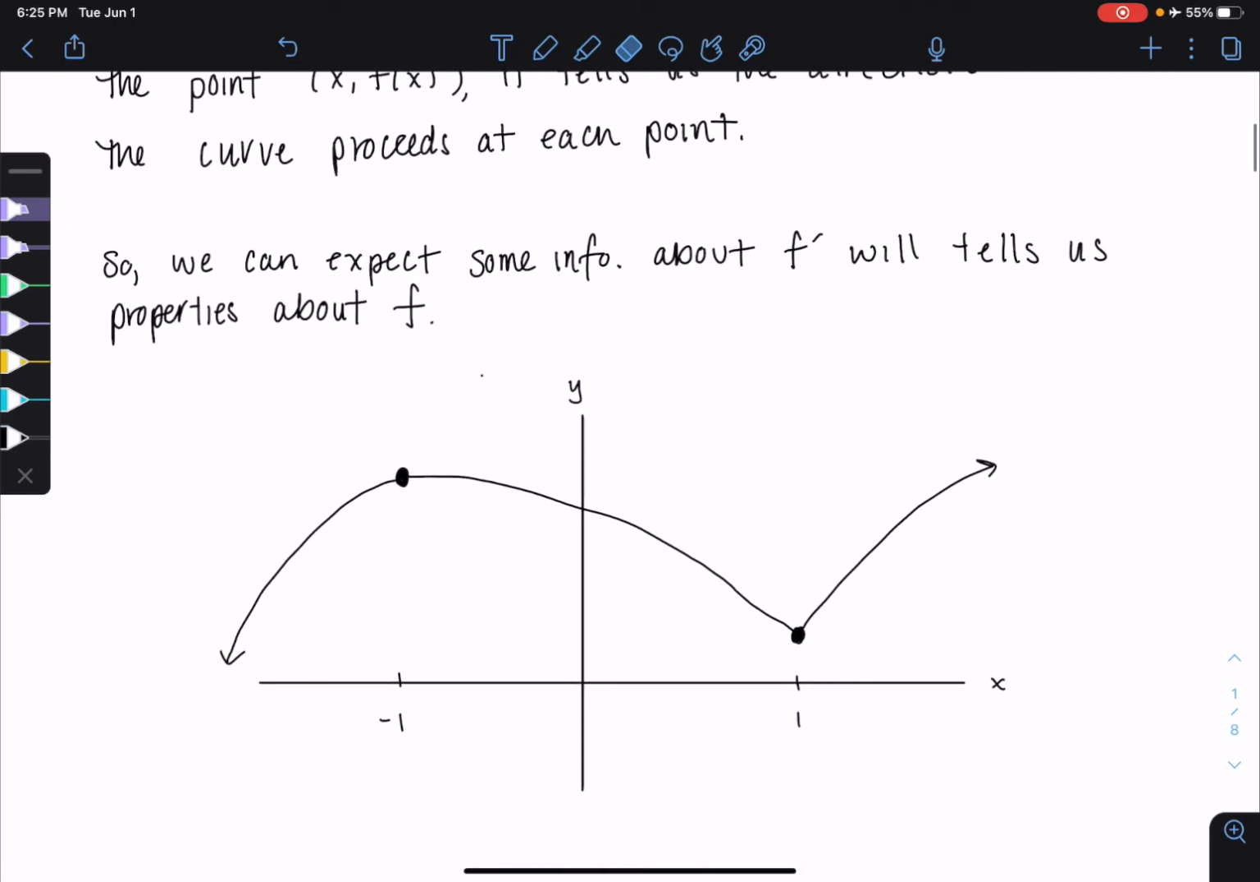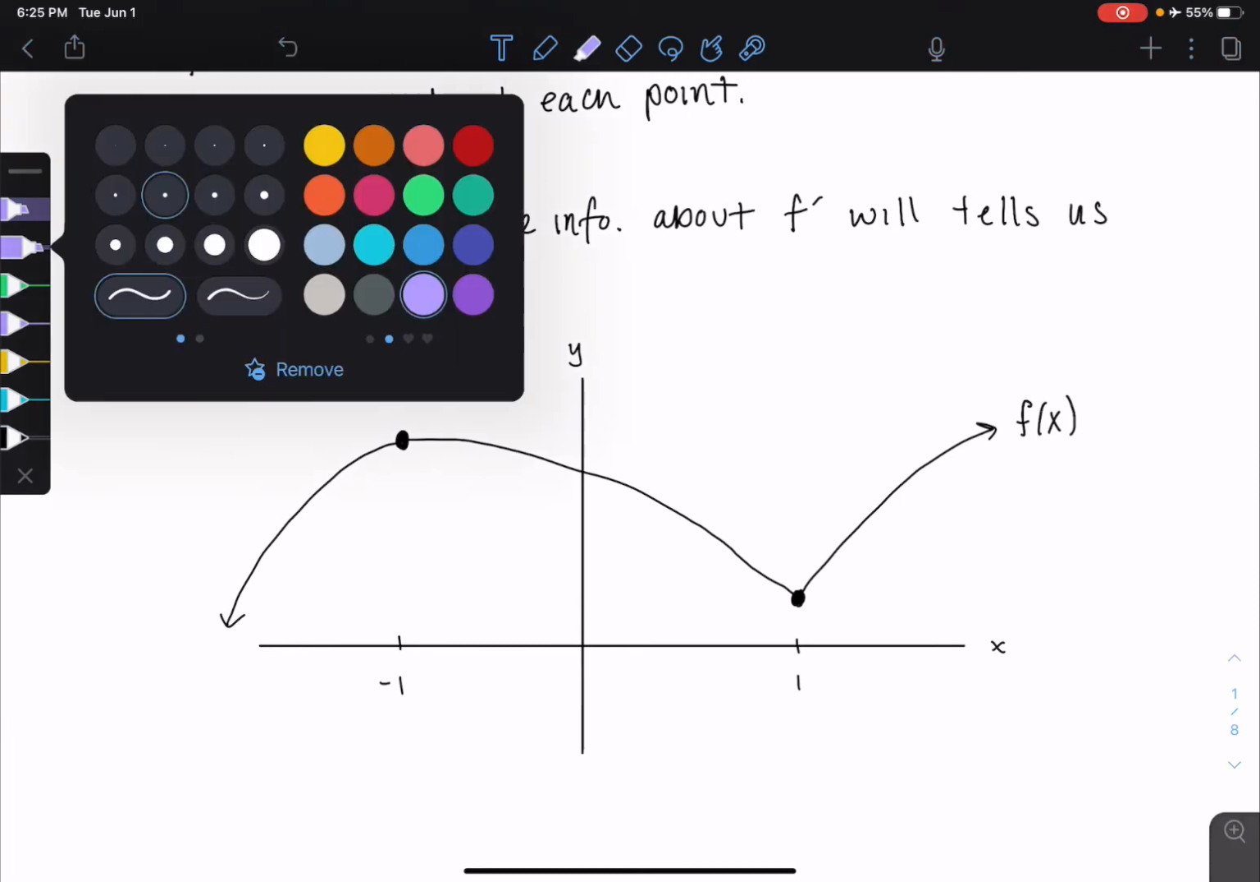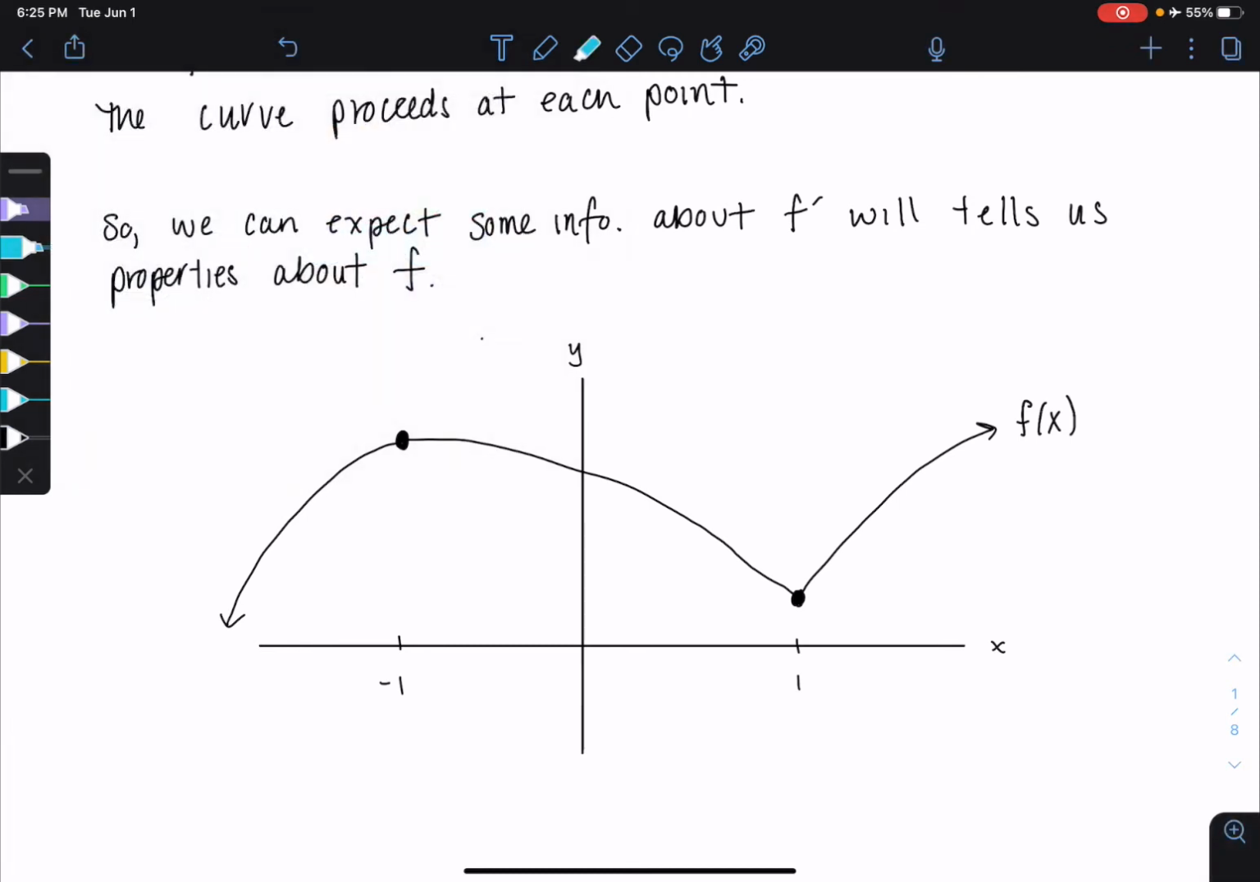So what I want to do is look at this particular function. We'll call this f of x. And we're going to look at the tangent lines at a few particular points. If we look right here at these two I have highlighted, 1 and -1, if I were to draw a tangent line at both of them, they're going to be horizontal.